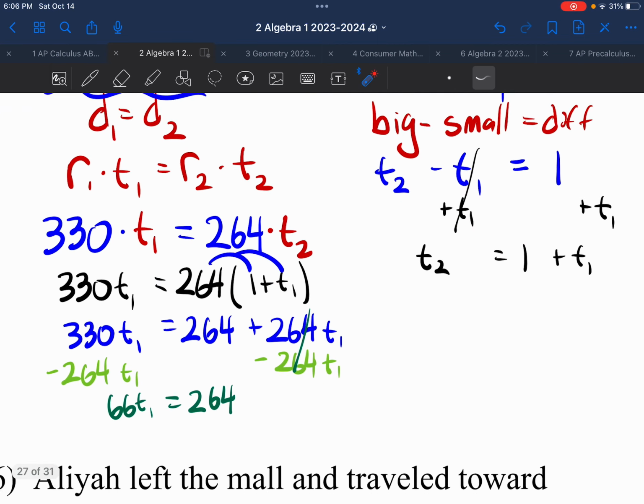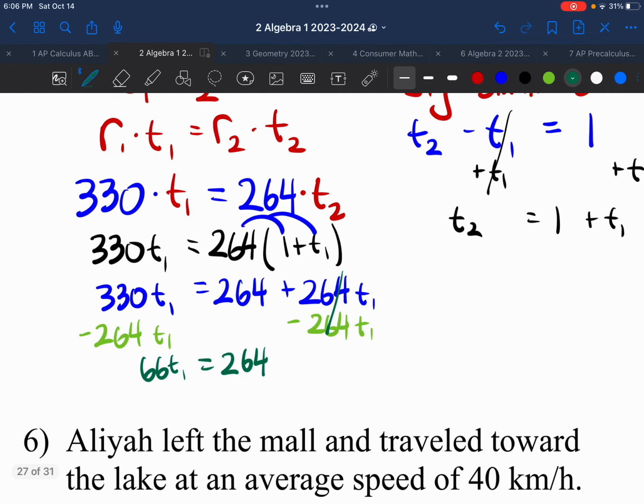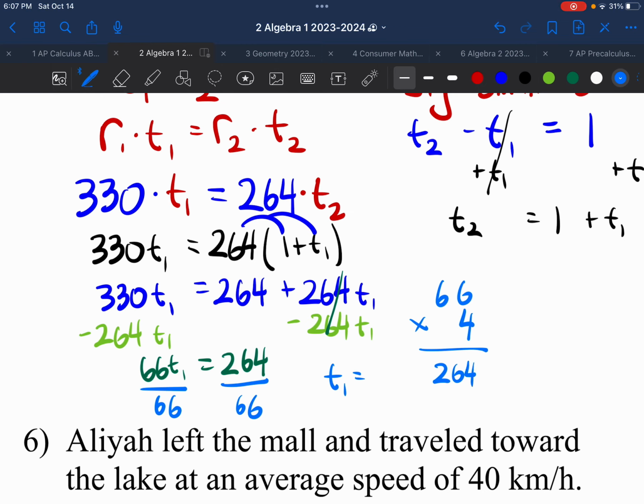Okay, and then finally, do our last step of getting rid of this pesky 66 t1 by dividing by 66, and this is going to give you t1 is equal to, what is this going to be? 264 divided by 66. I'm guessing it's about 4. Let me just double check. Is 4 times 66, what I'm hoping to get here, equal to 264? Because if it is, the answer is going to be 4. That's my guess. Let's go ahead and verify that that's actually the case, though.